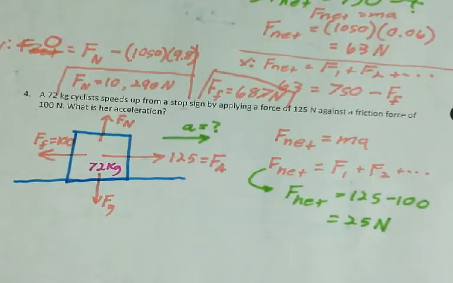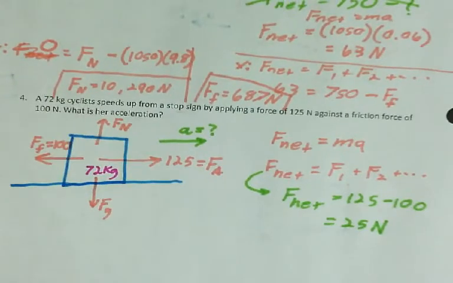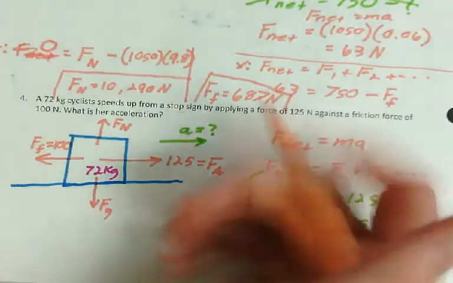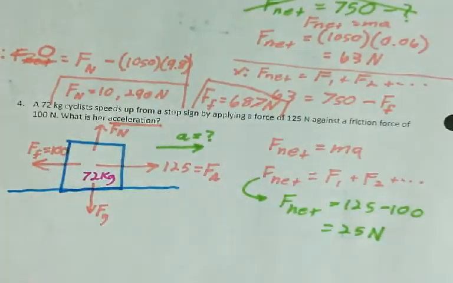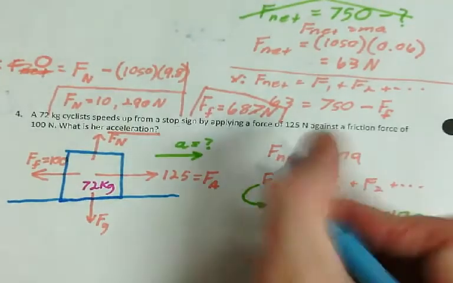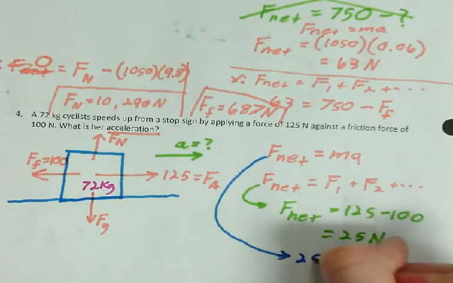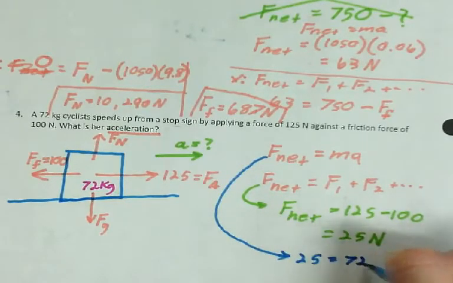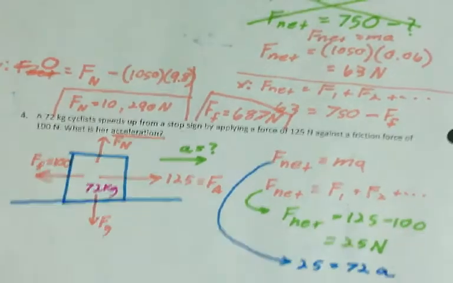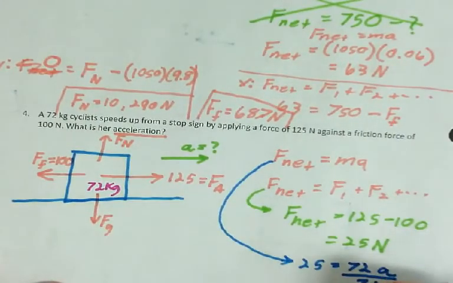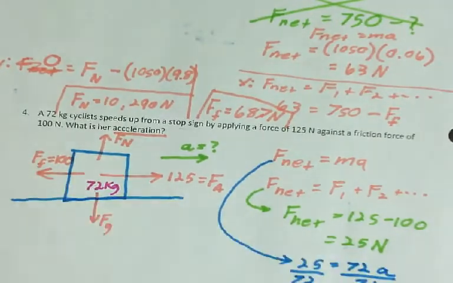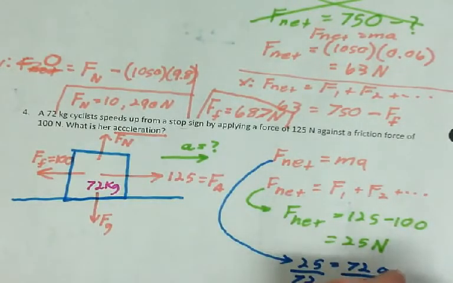Now that I found my net force, I'm ready for my last step, which is find the thing I'm missing. What am I missing? I'm missing acceleration. So, if F net equals ma didn't work the first time, it will work the second time. F net is 25 equals mass times acceleration. Divide both sides by 72. 0.35.